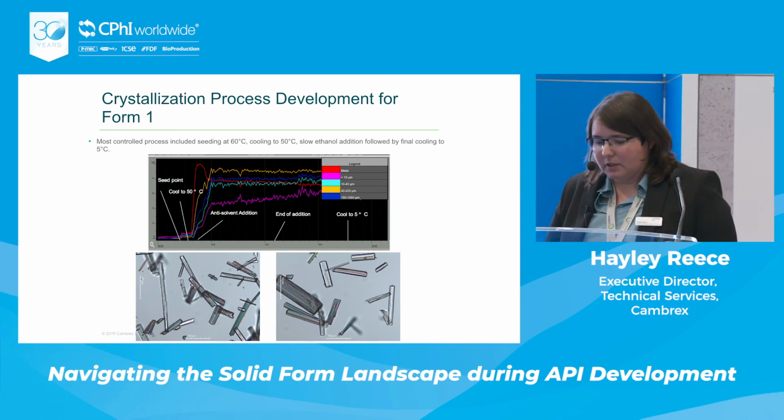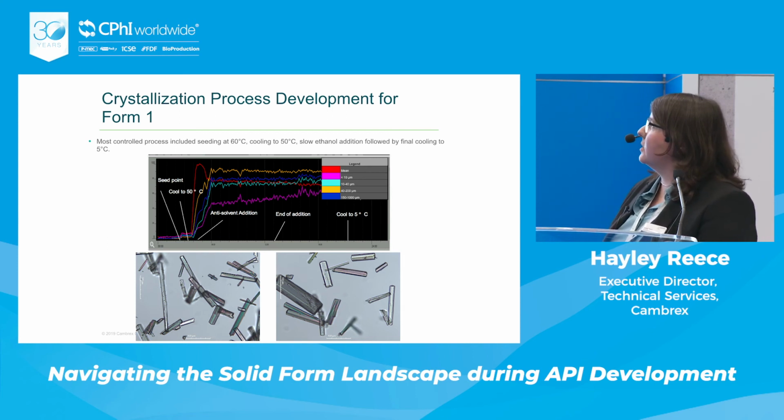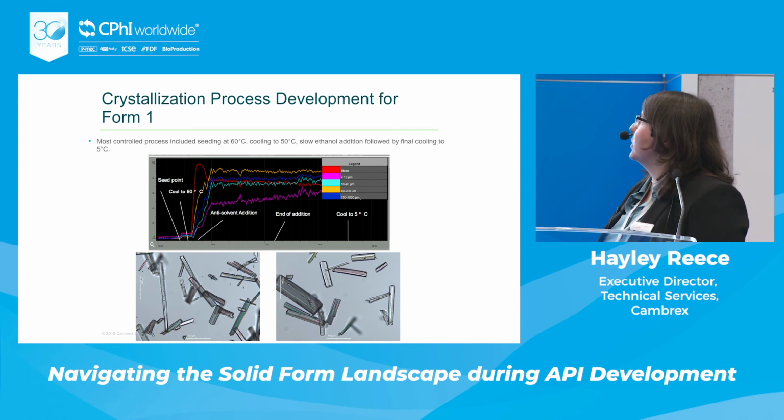The most promising crystallization process that we obtained was this one here. What we did for this one was seed at 60 degrees, so cooled down from 70 to 60, seeded, and then cooled down to 50 degrees and slowly added ethanol. The key thing here was to add ethanol quite slowly so that we got better control over the growth of the crystals, and also lower aspect ratio crystals as well.